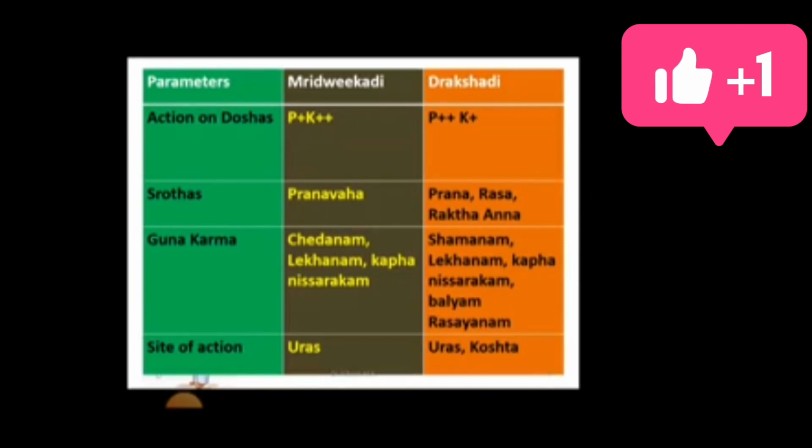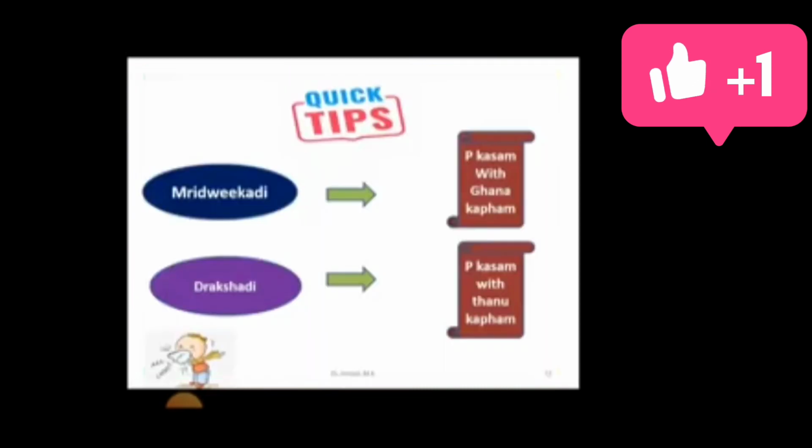as an indication. Mridugadi has Chedana, Lekhana, and Kaphanisaraka property. At the same time, Drakshadi is more Shamana, Kaphanisaraka, Balya, and Rasayana. The Rasayana Swabhava is not there with Mridugadi. Mridugadi is more of Shamana, while Drakshadi is more of Rasayana. These are the differences between them.